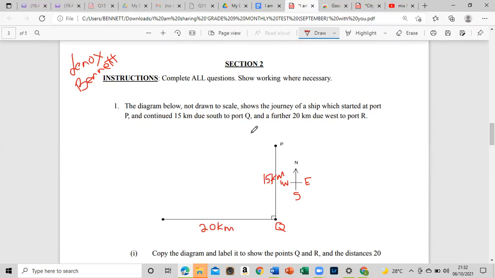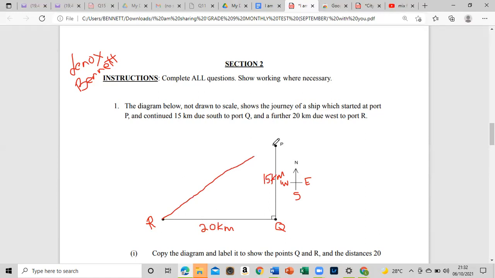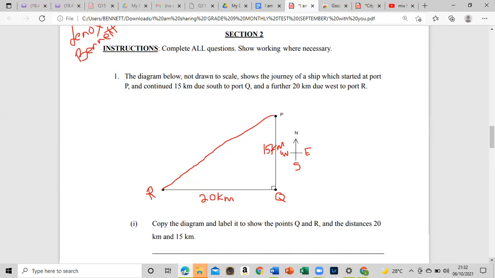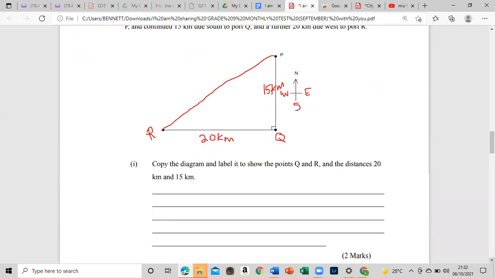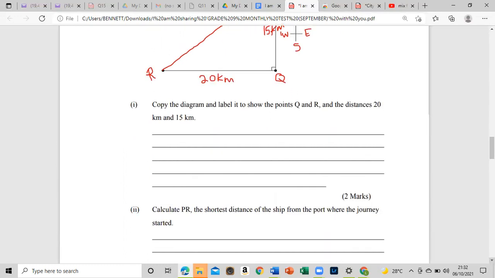And then they say to a point R. So this is R. So here we have it. We can just draw the diagram, complete the triangle. Oh God, I can't draw. How can I go drawing that? All right, so it's a copy and label. We do it already. Get the 2 marks there. All right, so we show the marks and now say calculate PR.